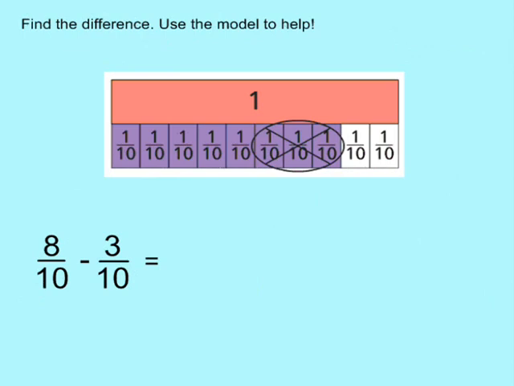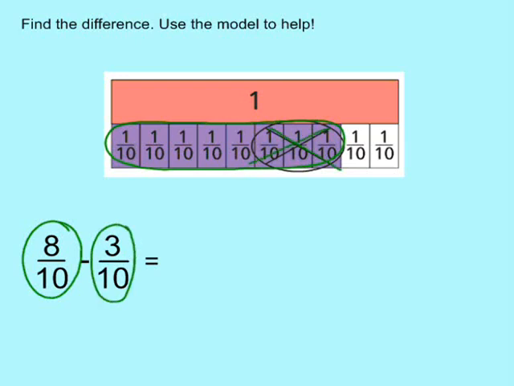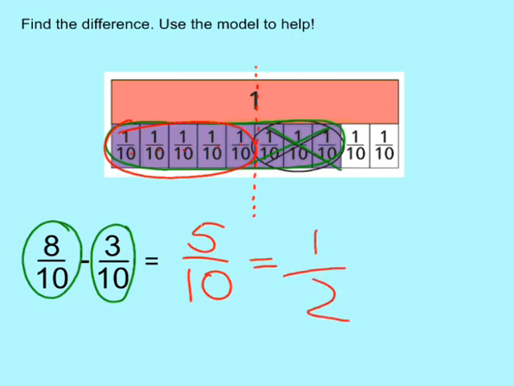Let's find the difference, and let's use this model to help. Well, the first thing I notice is that 8 pieces are shaded in. So that's how I got 8/10. And then I also notice that I took away 3/10. That's how I got 8/10 minus 3/10, and I'm left with everything else here. So this would be 1, 2, 3, 4, 5. So this would be 5/10 that I have left. Also notice that 5/10, what is the same as 5/10? It's right down the middle. So this would be the same as 1/2.